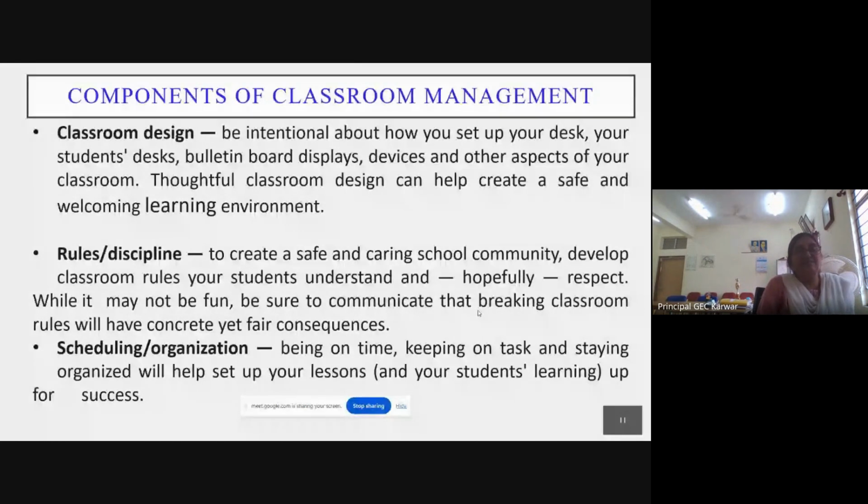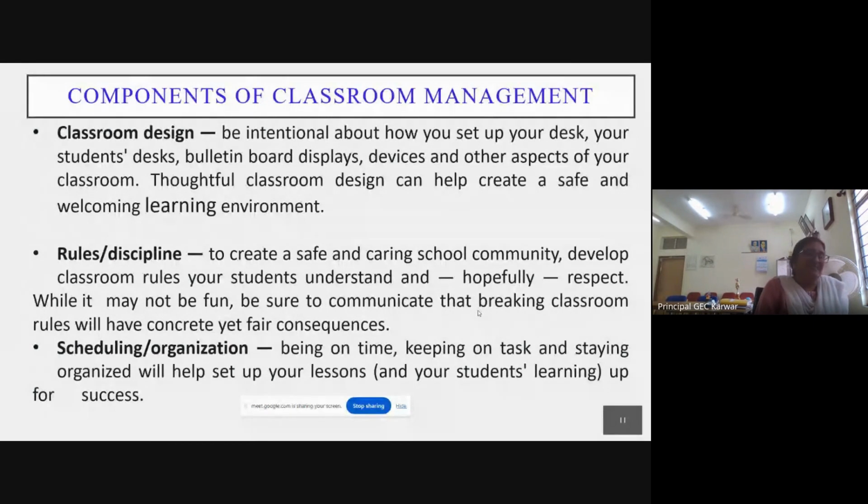Then the rules and discipline, that is another important aspect. The rules are generally given by the college authorities to create a safe and caring school or college community. Develop classroom rules that your students understand. Hopefully, they respect these rules. While it may not be fun, be sure to communicate that breaking classroom rules will have concrete and fair consequences. We need to punish in a manner that the rules are ones they follow every day, so that they make it a habit.